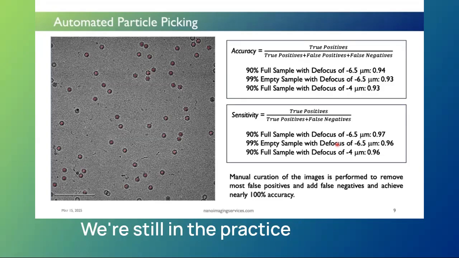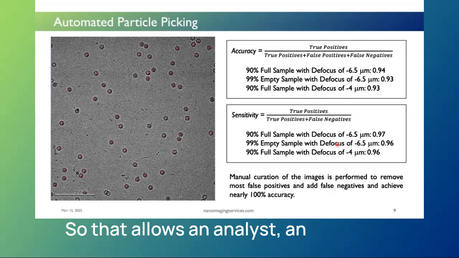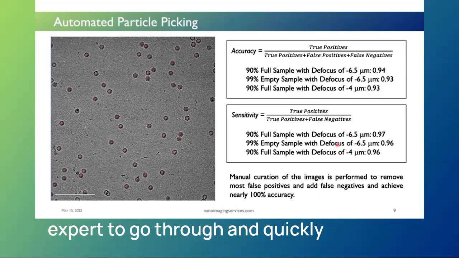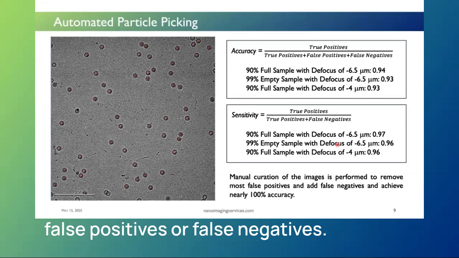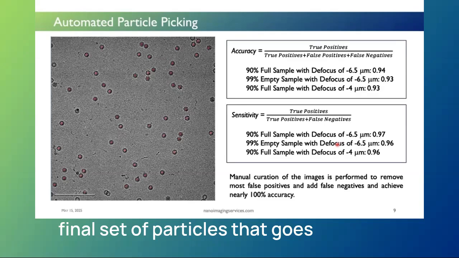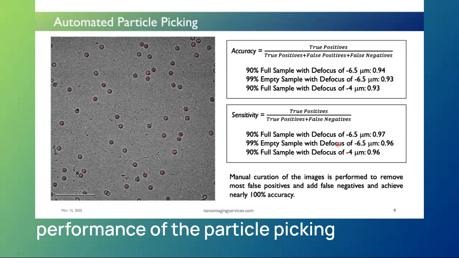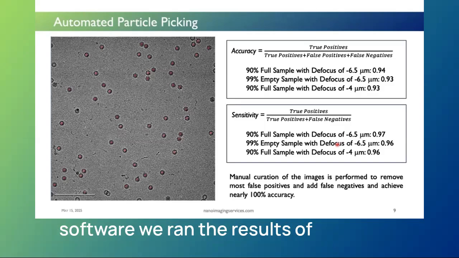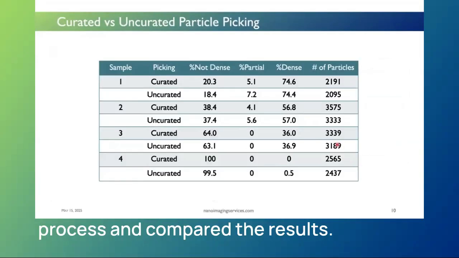It's not perfect though. We're still in the practice of manually curating the images after running them through this automated particle picking analysis. That allows an analyst, an expert, to go through and quickly curate the images and remove any false positives or false negatives. And that gets us very close to 100% accuracy in the final set of particles that goes into the classification analysis. Nevertheless, to demonstrate the performance of the particle picking software, we ran the results of uncurated picks and curated picks through the particle classification process and compared the results.